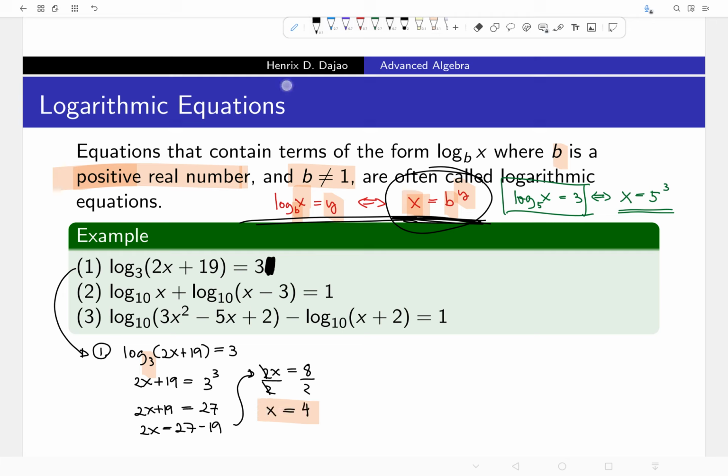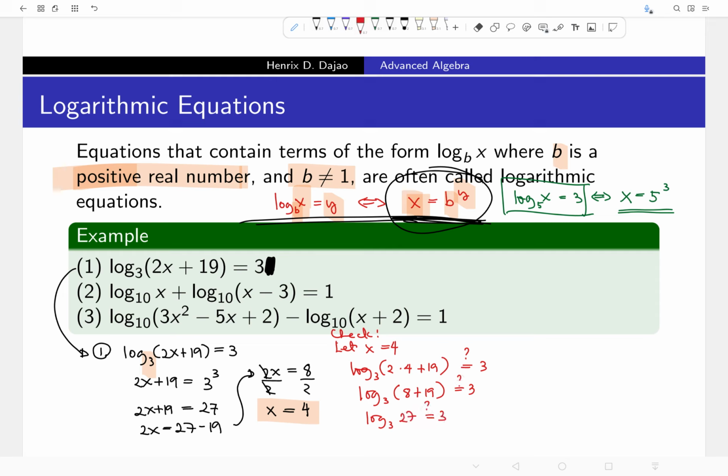Okay, let's try to check whether our answer is correct or not. To do that, we let x be equal to 4 and use the original equation, that's log of 2 times 4 plus 19 with base 3. So just simplify. Okay, we have log of 8 plus 19, of course, 8 plus 19 is 27. So that's log of 27 with base 3.